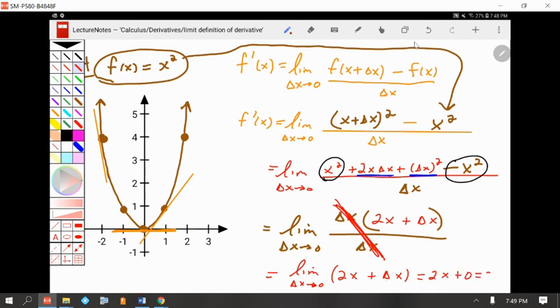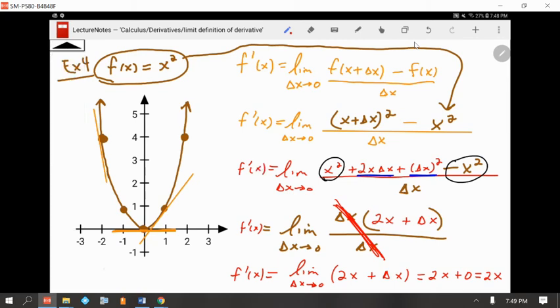And what's left over is a 2x. Because what is 2x plus 0? 2x plus 0 is 2x. So what you're telling me, Mr. Quirk, is the derivative f prime of x, the derivative of x squared is 2x. Is that what you're telling me? The derivative of x squared. If the function is x squared, then its derivative is 2x. And that is true every time.